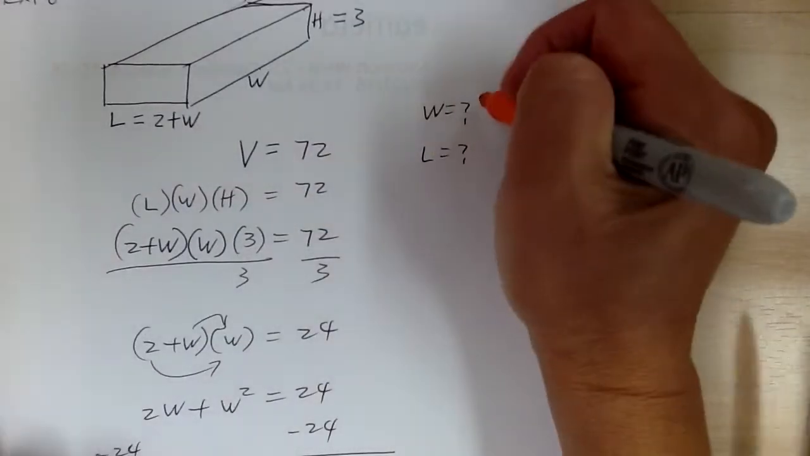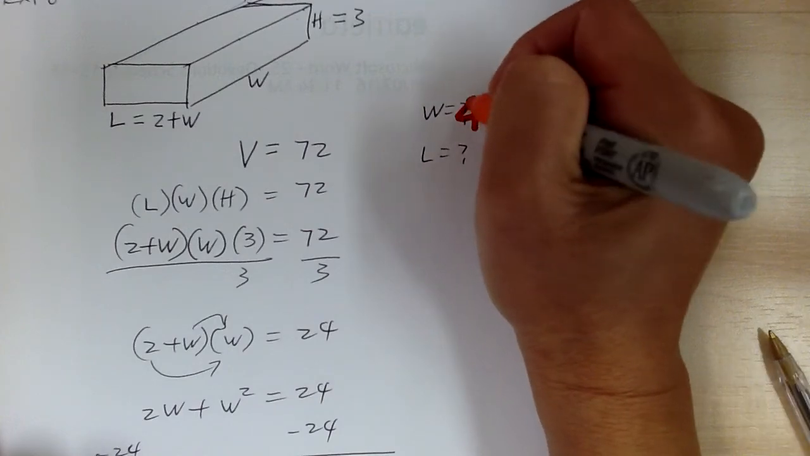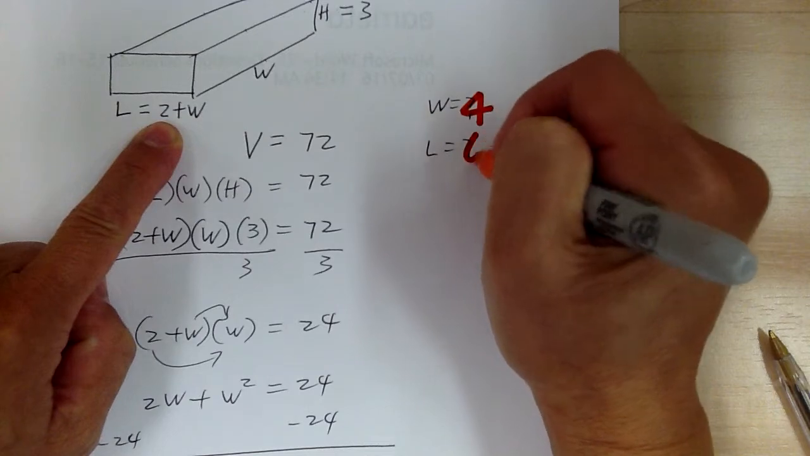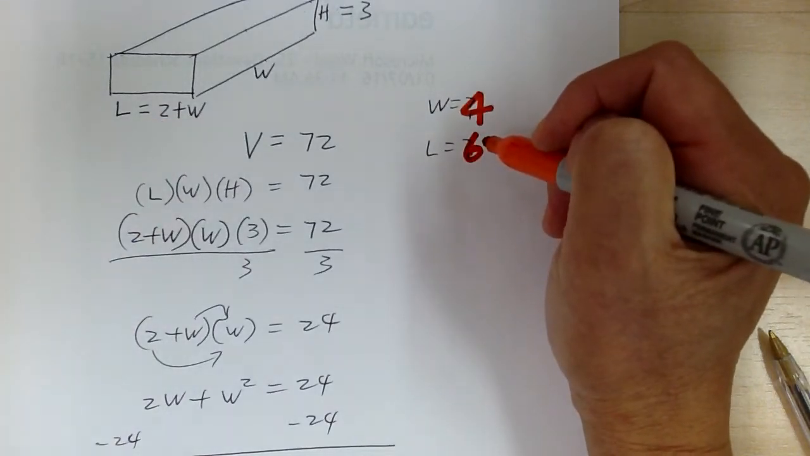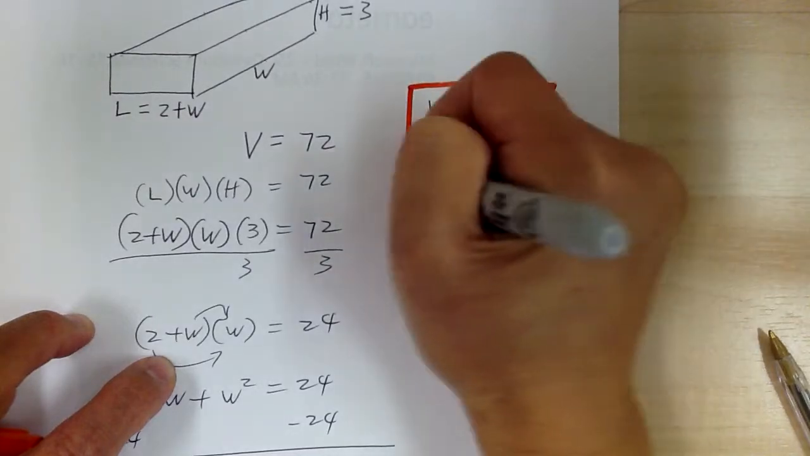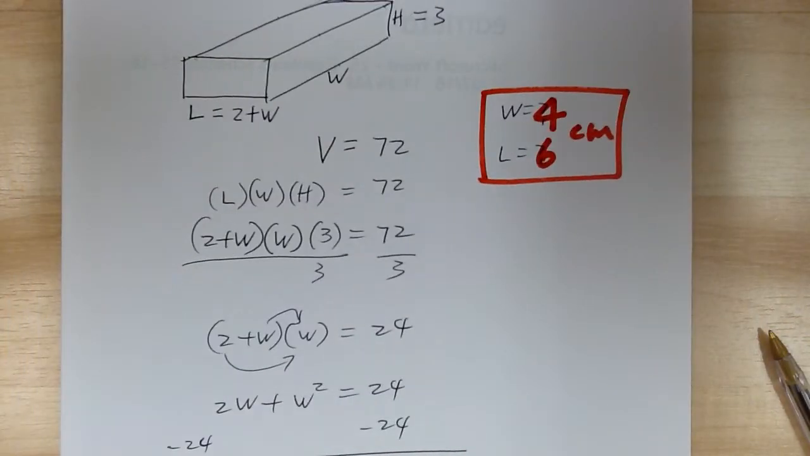So let's come back up here to answer the question. Width is equal to 4. The length over here is 2 plus W, so equal to 6. And the label would be centimeters. And that's it. So again, you just have to read and translate, and go through step by step.